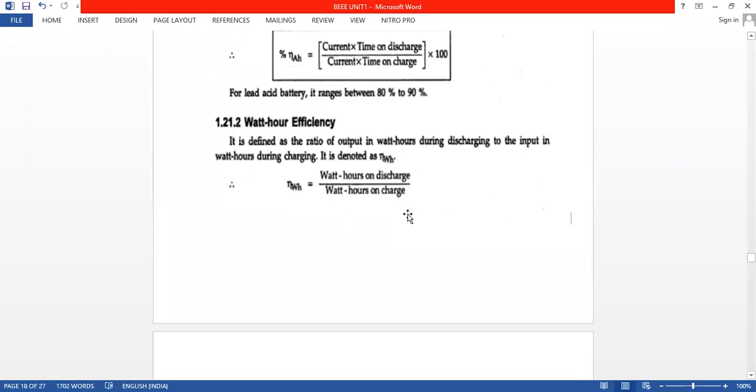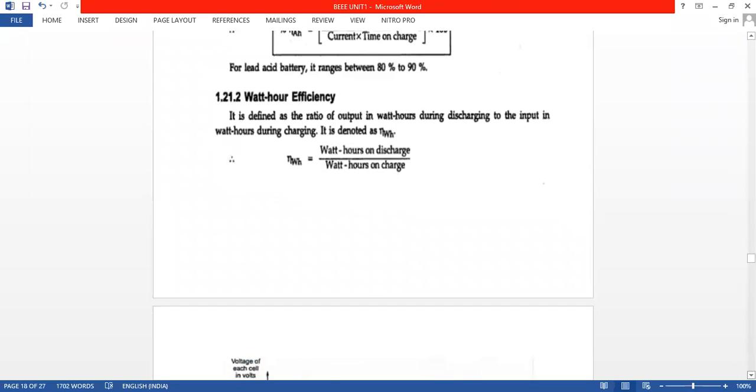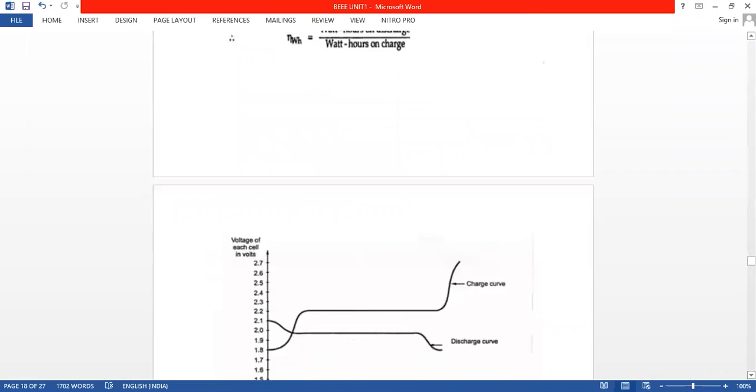So this definition you are supposed to study: what is watt hour efficiency and ampere hour efficiency? Watt hour on discharge by watt hour on charge. Why are we writing discharge in the numerator? Because discharge is the output and charging is the input, and efficiency is output by input. If there is any problem, not understanding, you can unmute and ask.